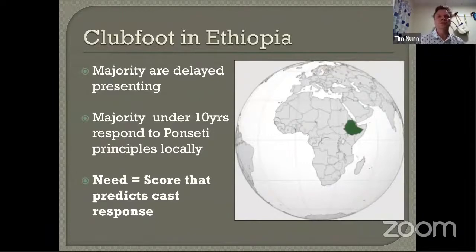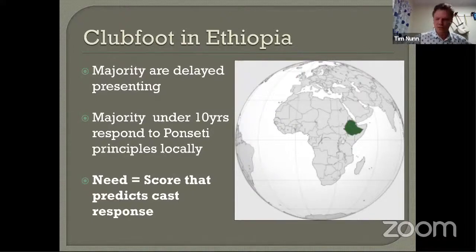As I've mentioned, the majority of the feet that we see are delayed presenting. Infant clubfoot services here are very sparse. The majority of those under the age of 10 still do respond to Ponseti principles of manipulation and casting. Essentially, we needed a score that predicts cast response.